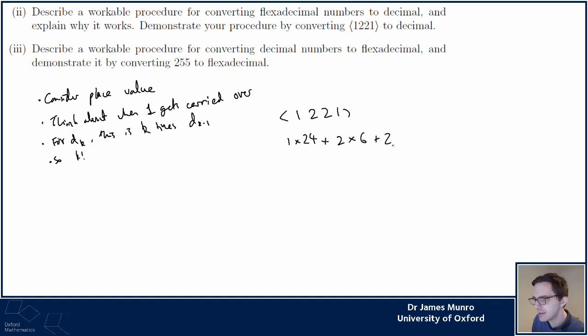And then this thing here has come from 2 increments twice, and this last 1 is worth 1. Adding that up, we get 24 and 12 and 4 and 1, is 36, 41. So this is the number 41.